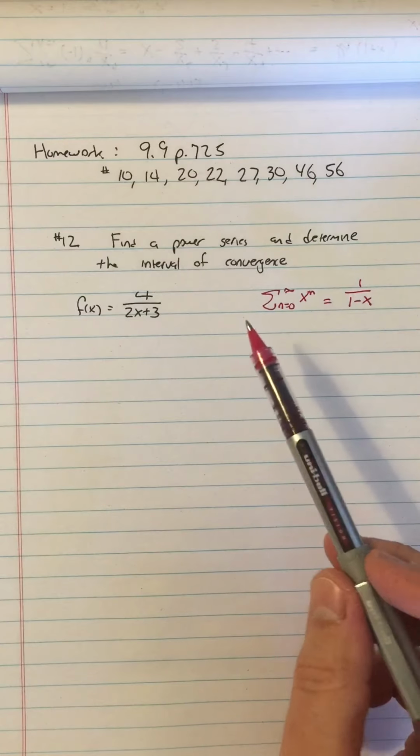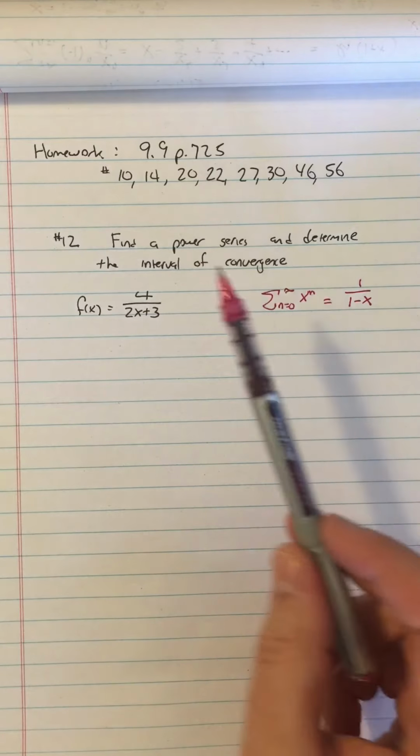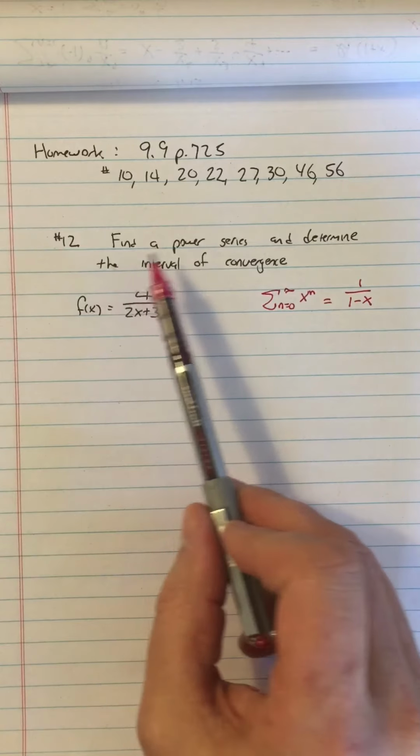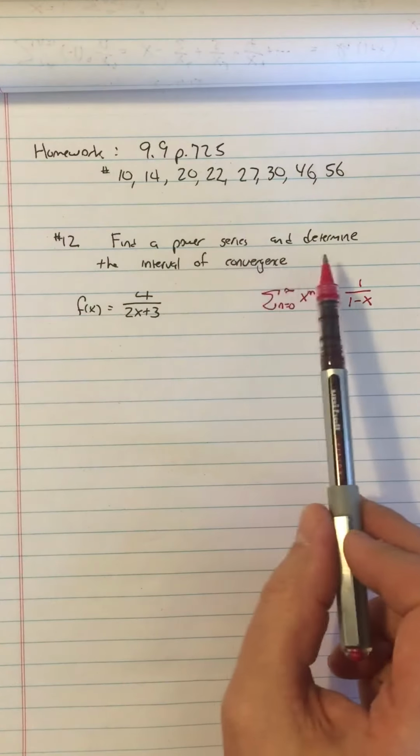All right, so here's what they're going to ask you to do. It's the typical kind of thing. You're going to find a power series for some function that they give you. So it'll say something like, this is an example, this is number 12 in the homework: find a power series and determine the interval of convergence. So that's the kind of thing we've got to do. So they give you some weird function, right?